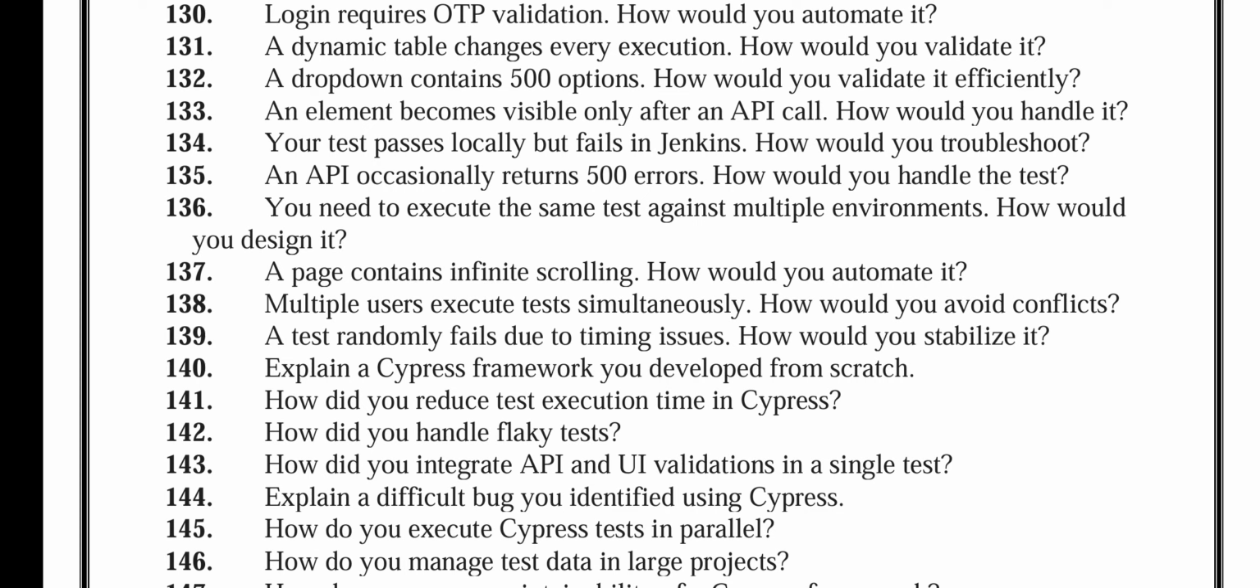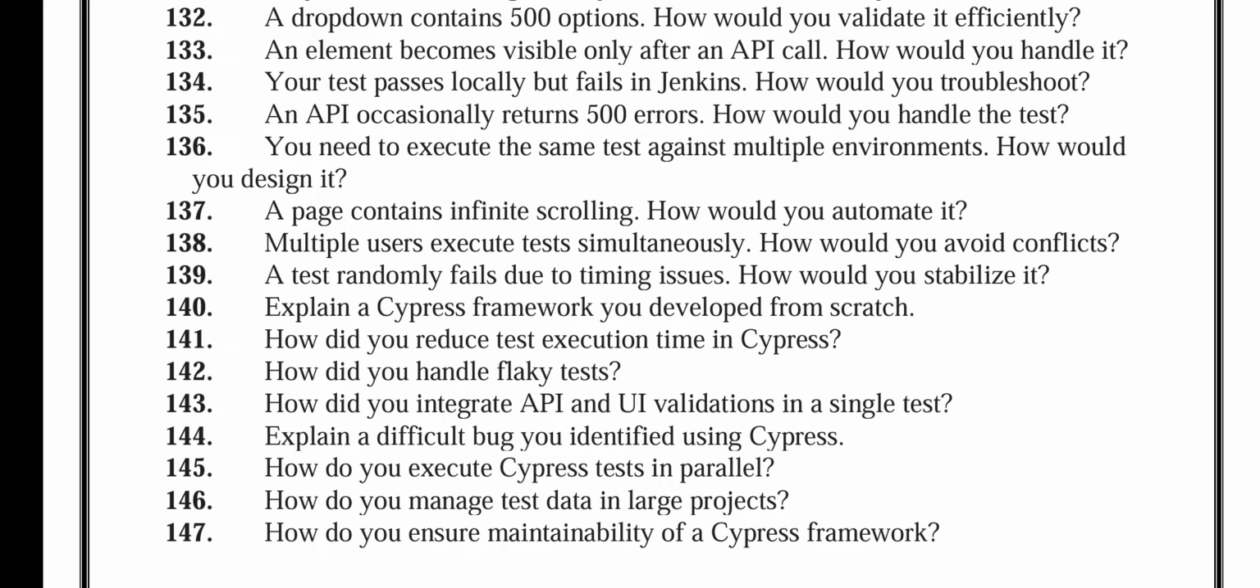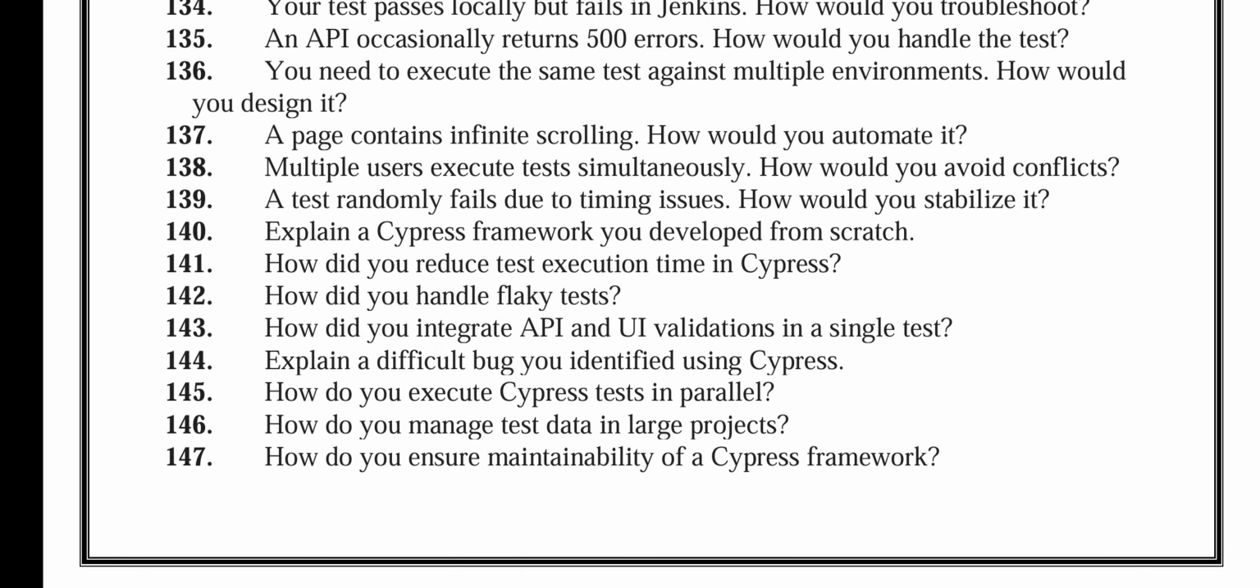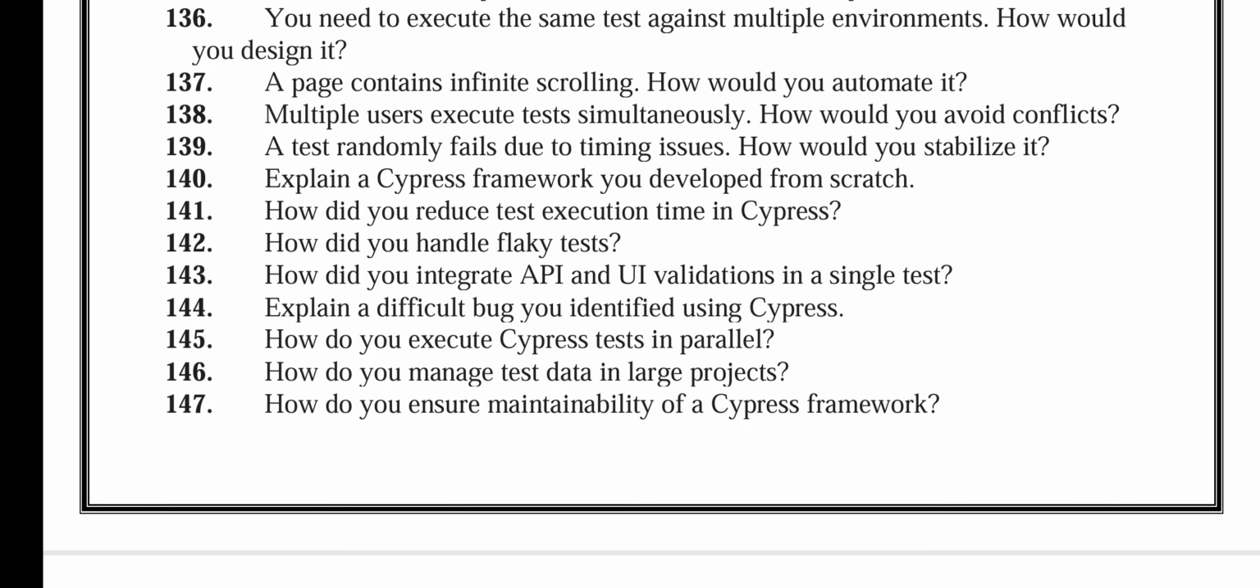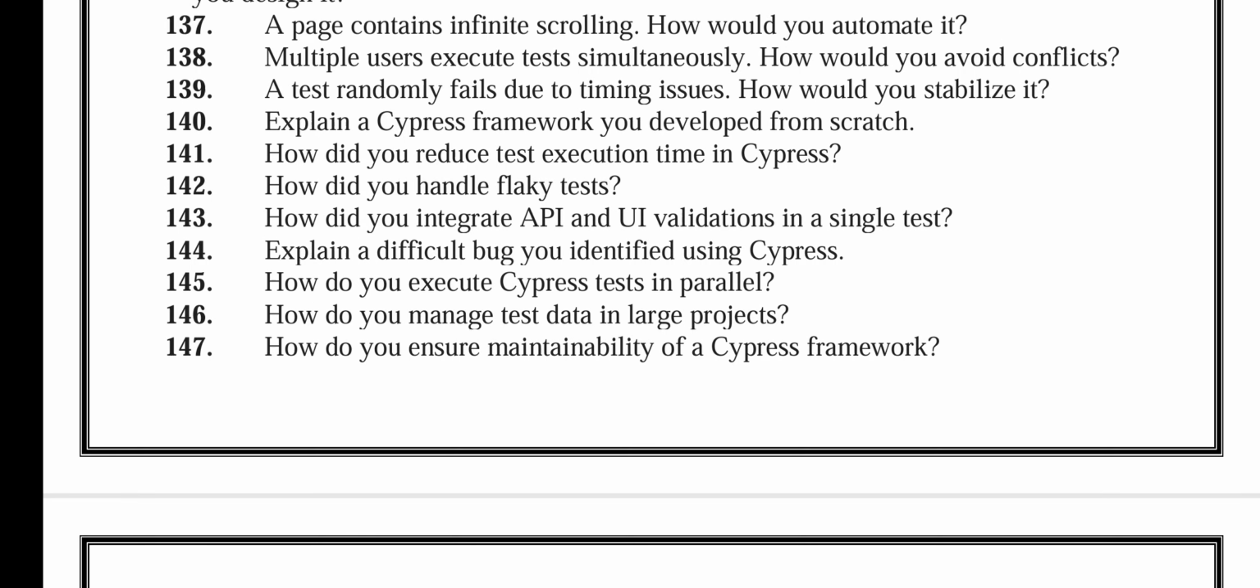Your test passes locally but fails in Jenkins. How would you troubleshoot? An API occasionally returns 500 errors. How would you handle such tests? You need to run the same test against multiple environments. How would you design it? A page contains infinite scrolling. How would you automate it? Multiple users execute tests simultaneously. How should you avoid conflicts? A test randomly fails due to timing issues. How would you stabilize it? Can you explain your Cypress framework?